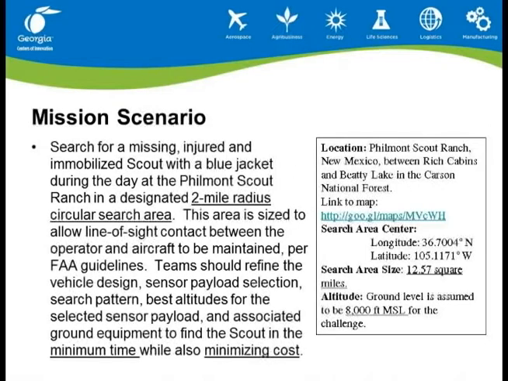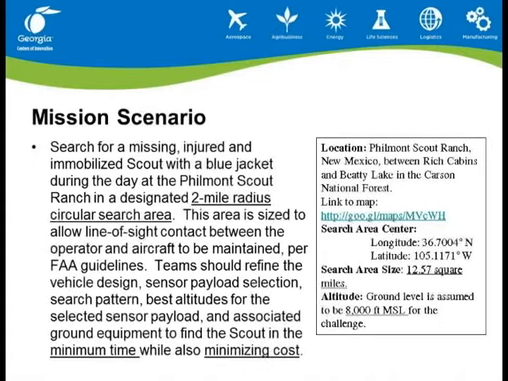The mission scenario for this is that we have a lost scout at Philmont Scout Ranch in New Mexico, and you're looking for this scout. You're going to have to be looking in a 2-mile radius. It's a circular search area, and it says that the area is sized to allow line-of-sight contact between the operator and the vehicle that you're flying. So what does that tell us right off the bat? We're going to be at the center of this circular search area. And so the farthest distance that this UAV is going to be from you at any time is 2 miles.